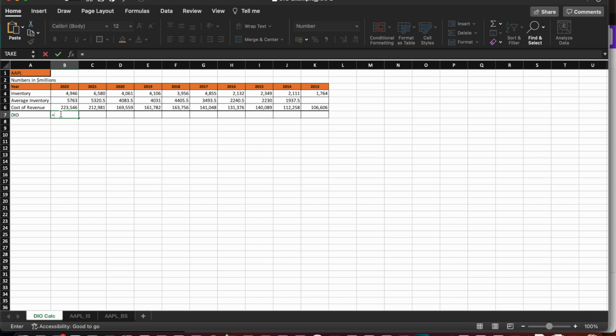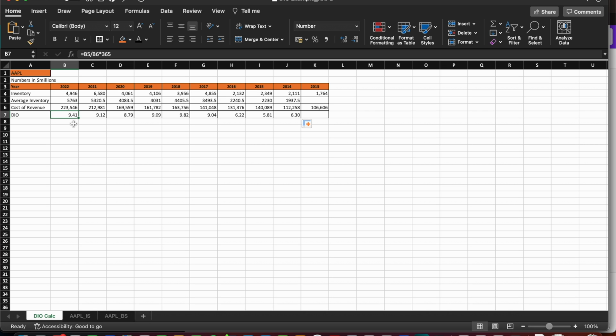And the next step is to actually calculate the day's inventory outstanding. So this calculation is also pretty easy. You just take the average inventory and divide it by the cost of revenue and multiply this with, because we're looking at 1 year, 365. And by just dragging it over, you can see that the day's inventory outstanding for the end of 2022, or at least their fiscal year, which is September, I believe, was 9.49.